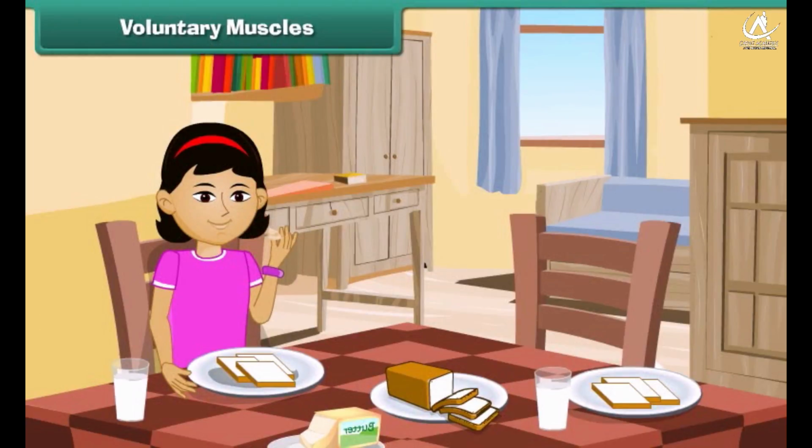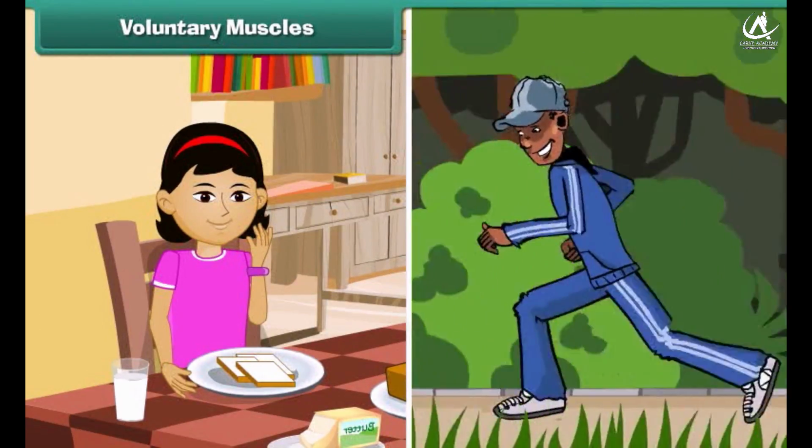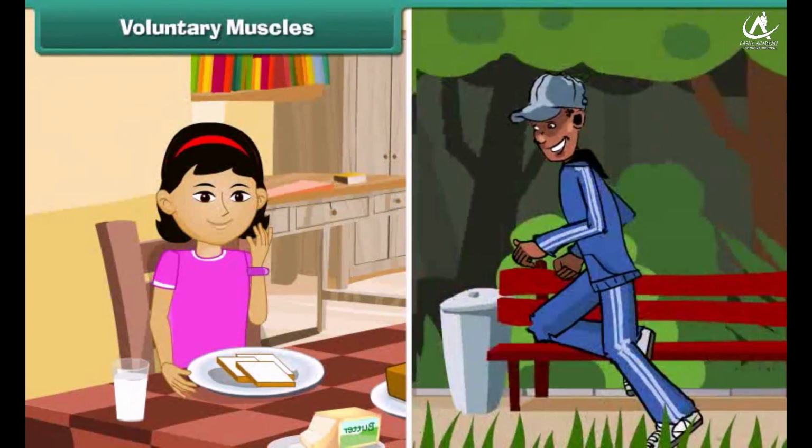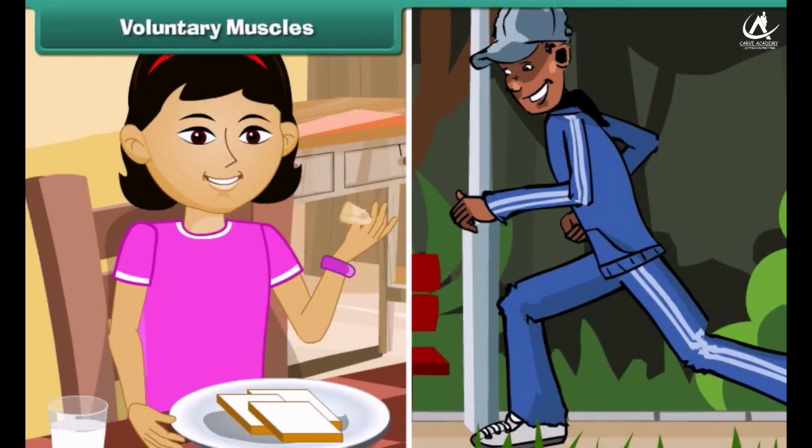Some actions are performed whenever we wish, like eating, walking, etc. We can start or stop these actions whenever we want. Muscles that carry out these actions according to our wishes or volition are called voluntary muscles. Movements brought about by voluntary muscles are called voluntary movements. Our arms and legs contain voluntary muscles.